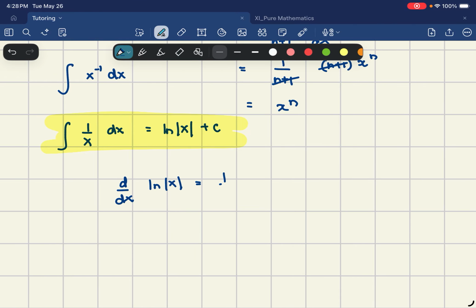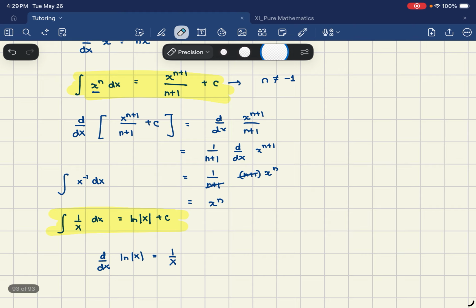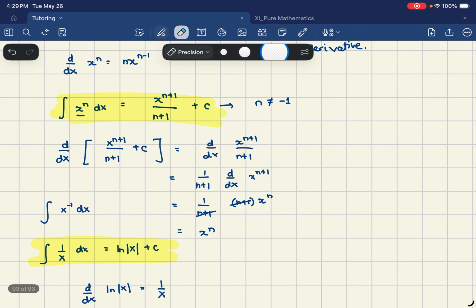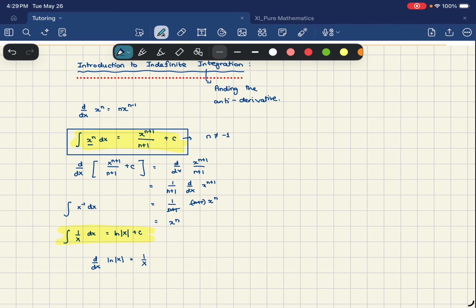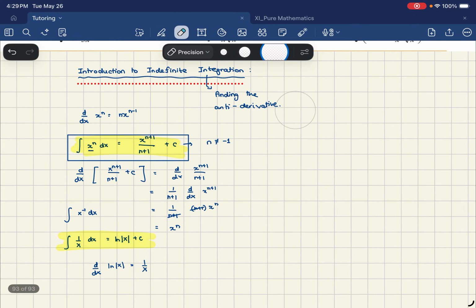Alright. I don't think you need to know this, but this is just to tell you what happens when n is equal to -1. If n is not equal to -1, we can use this formula. And this is the only formula that we are going to be using for the grade 11 level. Alright, so now let's go over more rules.